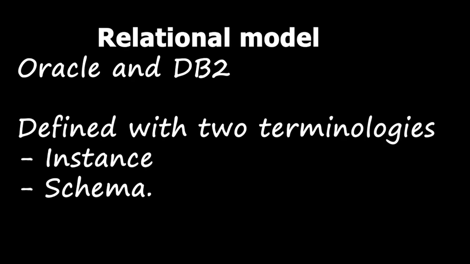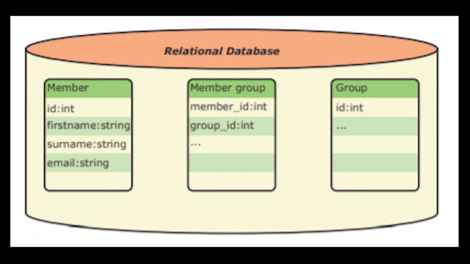Next, we are going to see the relational model. Okay, relational model. Some of the relational models in use are Oracle and DB2. Okay, this is defined by two terminologies, that is instance and schema. Just see this relational database model and you will get knowledge about instance and schema. Instance means a table which consists of rows and columns. Here if you see, we have 3 columns, and in each column the first row is the member id, and so on, right?